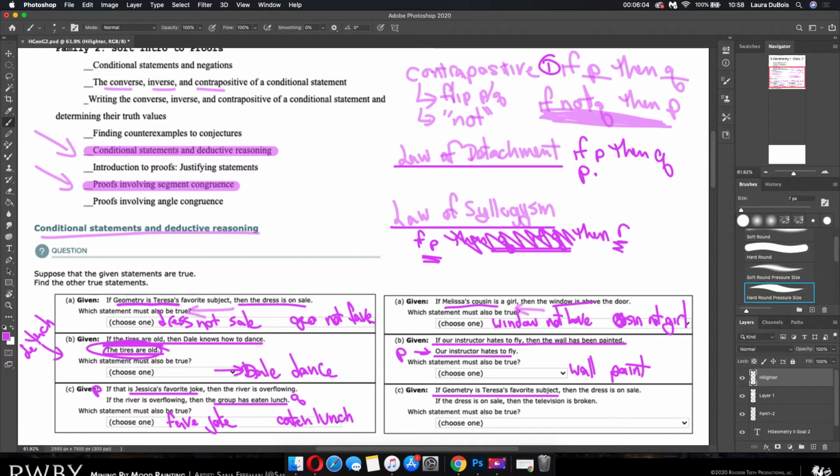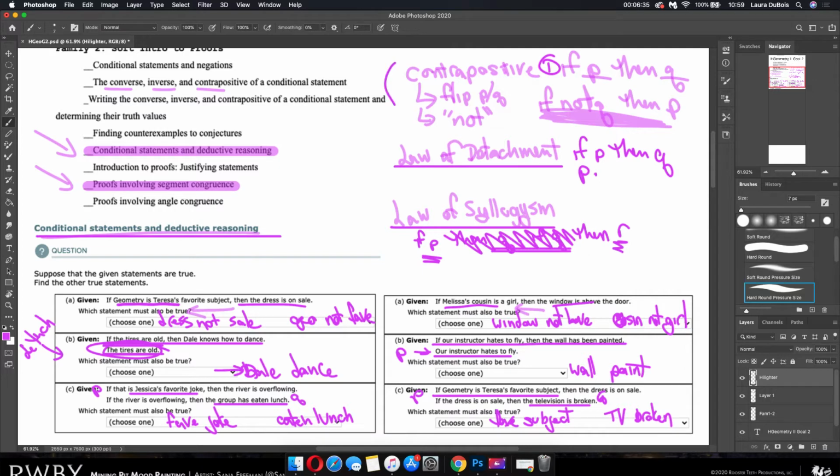So fave subject, then the dress is on sale. If the dress is on sale, then the TV is broken. So you have your P and your Q that you're using. In other words, the first and last pieces of this sentence. So you have your fave subject, and then you cut out the middleman and get right to the brass tacks to say that the TV is broken. And for shame that the TV is broken, that means life is going to be boring for teenagers and me. So that's how conditional statements and deductive reasoning work.